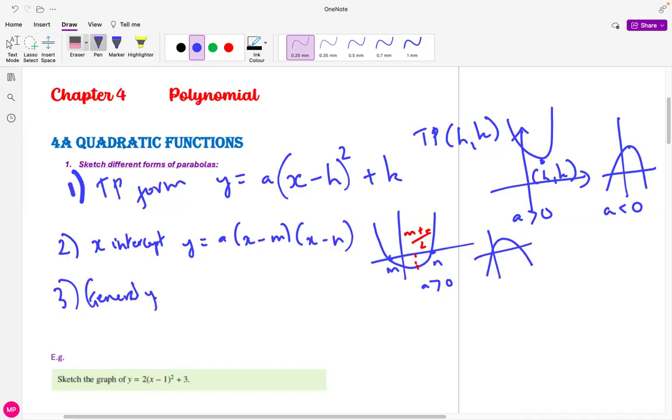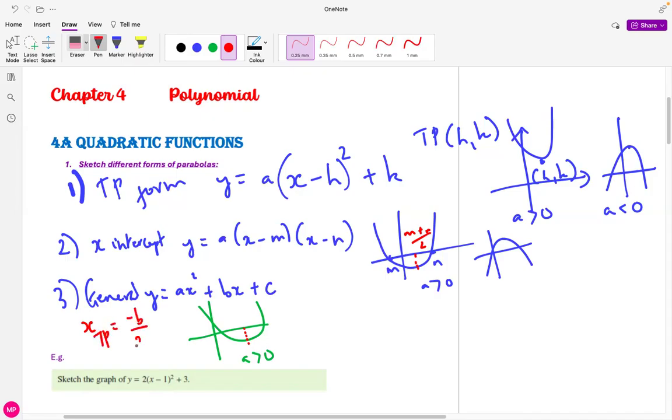And you see the third form is the general form. So the general form is y equal ax squared plus bx plus c. So with this form, again, if you have a positive, then the shape will be like this. Now, to determine the x turning point here, you use the formula x_TP equal negative b over 2a. We call that the axis of symmetry, which is right here. This is negative b over 2a. And then we can substitute x back in, we can find the y value.